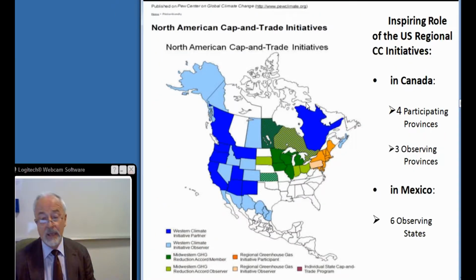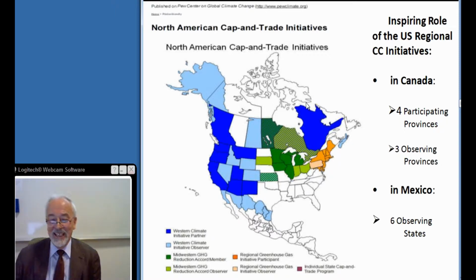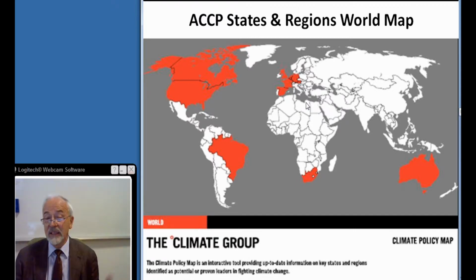So anyway, what is interesting is that this network, because of performance or promises, spread out over the continent of North America, because Canadian provinces joined, except Alberta, which is the greatest polluter and producer of oil and gas in Canada, but also several Mexican provinces took observer status. And so they should spread out worldwide. This is an example of a network sharing practices.